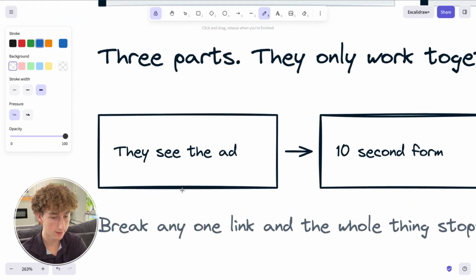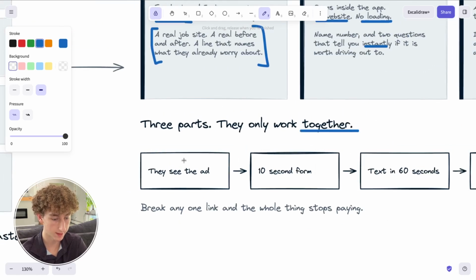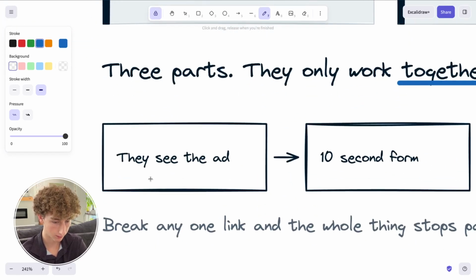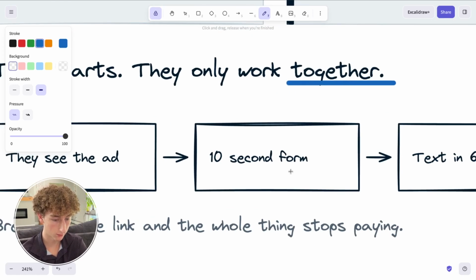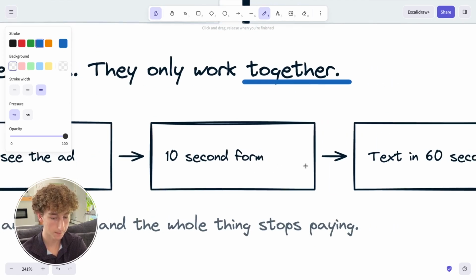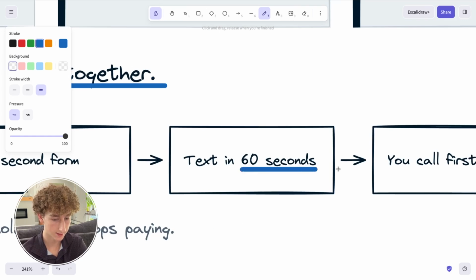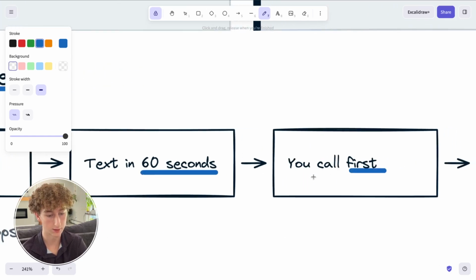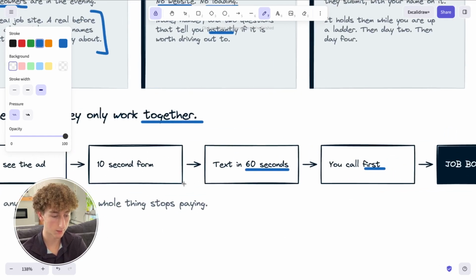And then there's 3 parts. They all work together. So basically they see the ad we build, a super short form, which is going to make them fill it out super easily. They get a text in 60 seconds, and you call first. Do not wait to call them. Call them as quickly as possible.